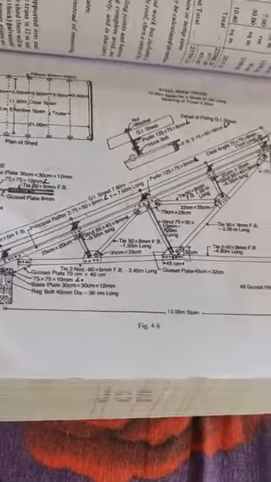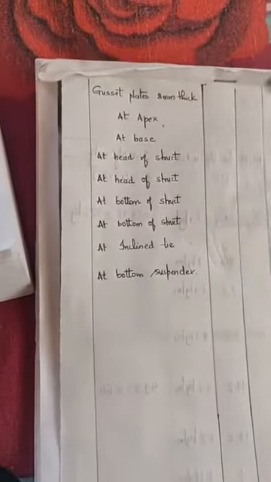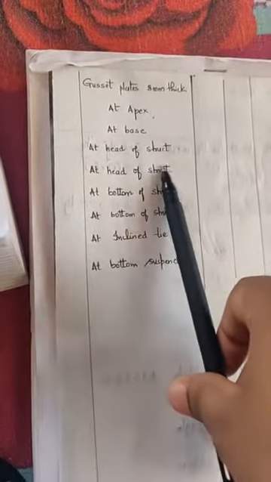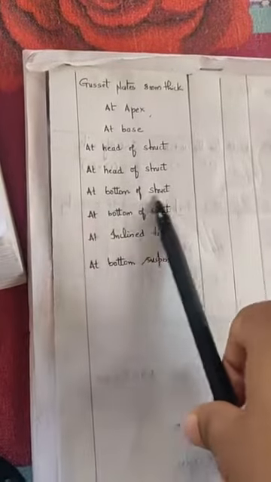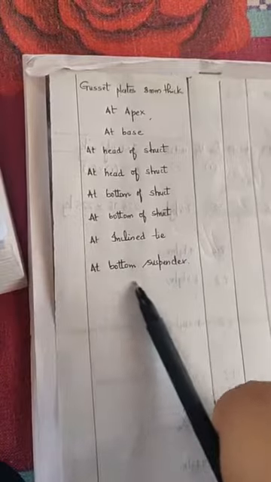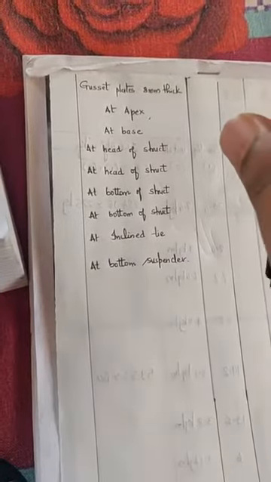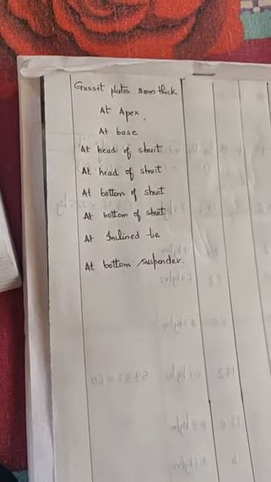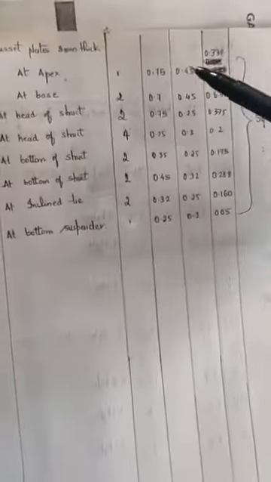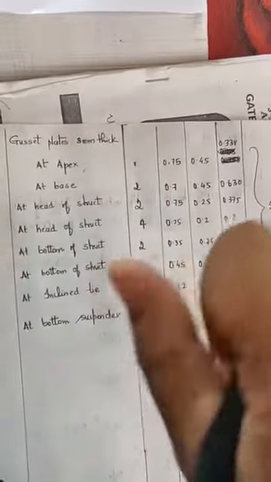Based on the location they are provided, I have listed them like this: at apex, at base, at head of the strut, at head of the strut, at bottom of the strut, at bottom of the strut, at inclined tie, at bottom suspender, right? Okay guys, so I have listed down all the sizes of the gusset plate. So we'll discuss one by one.